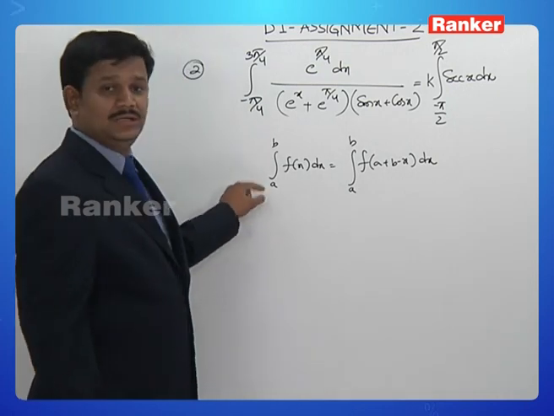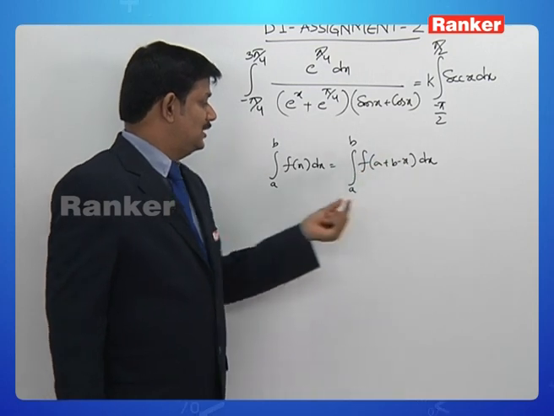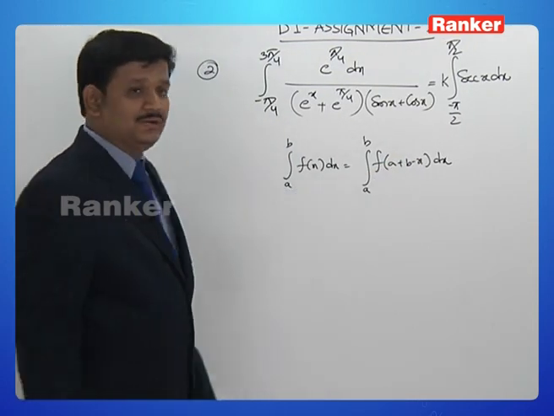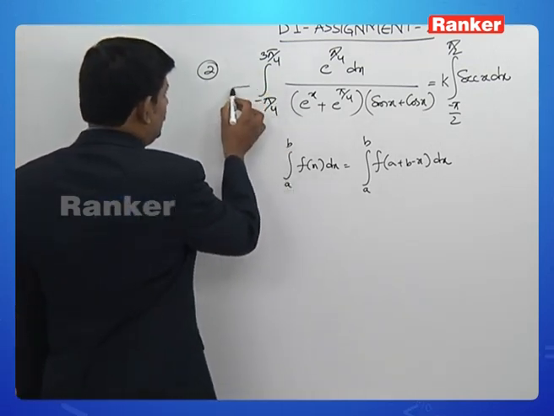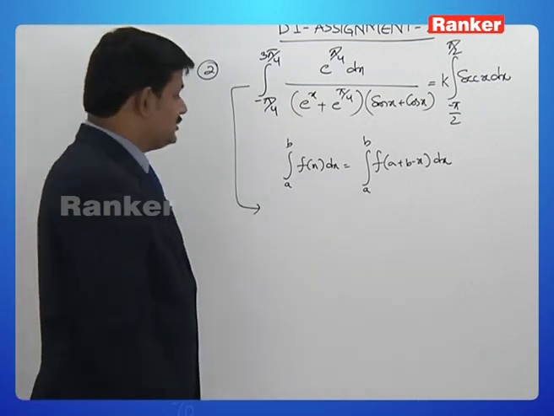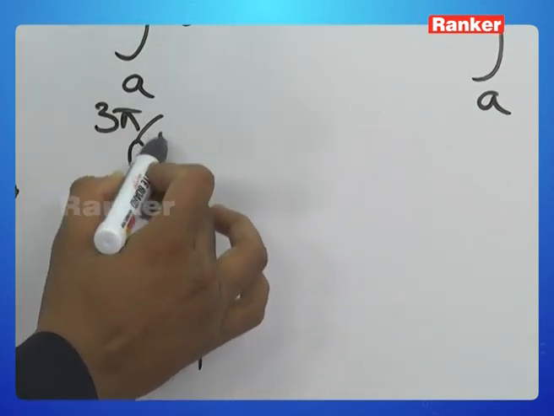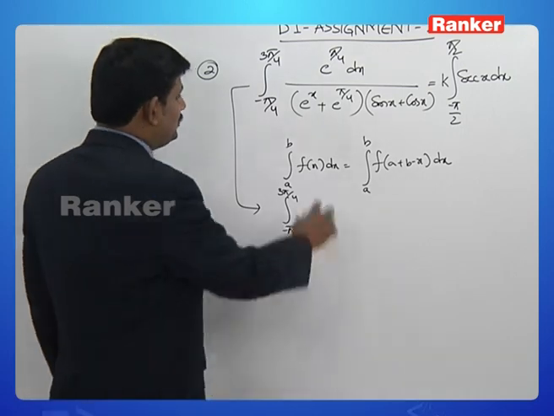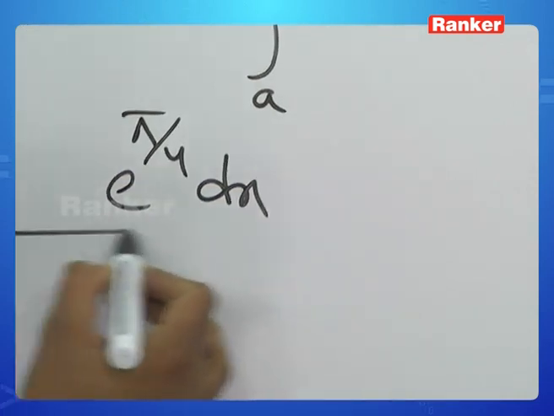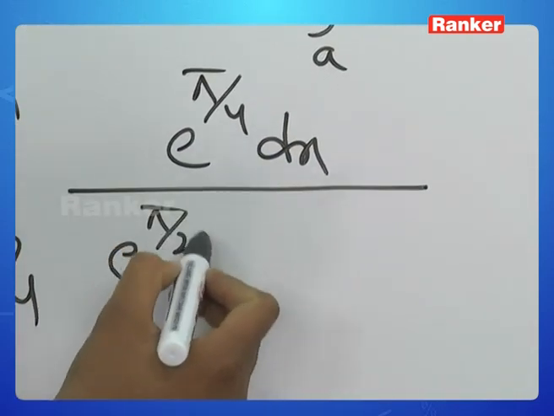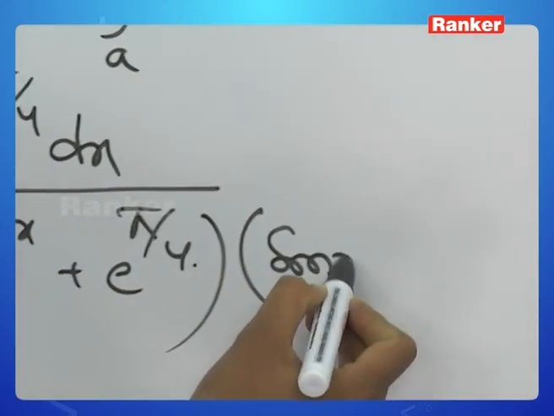We know the very important identity, integral a to b f(x) dx is equal to integral a to b f(a + b − x) dx, and in this case a + b is π/2. So we can replace x with π/2 − x. This integral becomes integral from −π/4 to 3π/4, replacing x with π/2 − x, we have e^(π/4) dx in the numerator divided by e^(π/2 − x) + e^(π/4) into (sin x + cos x).